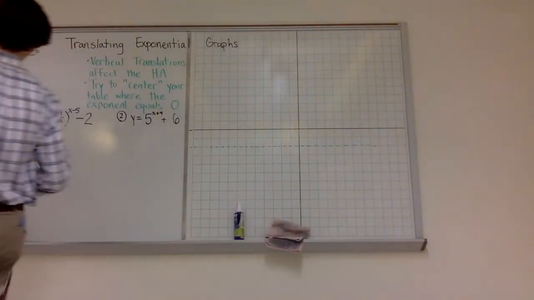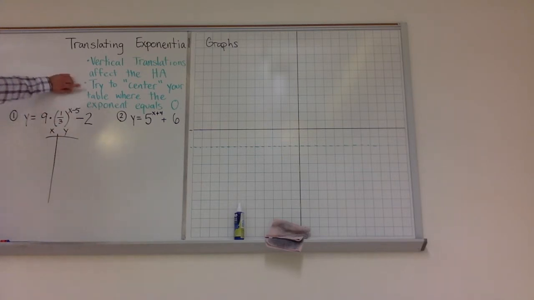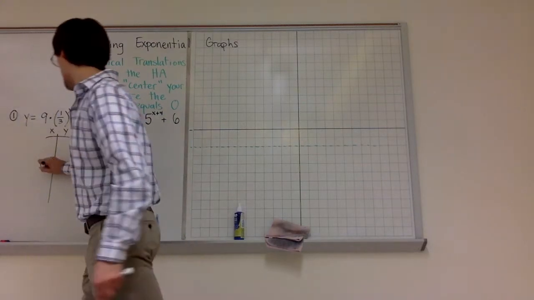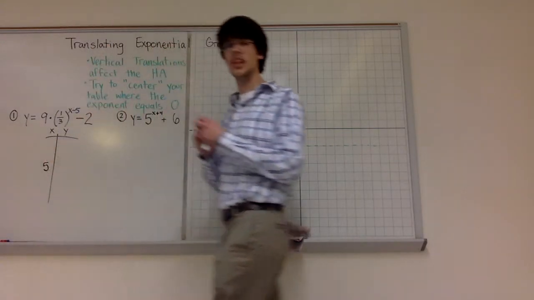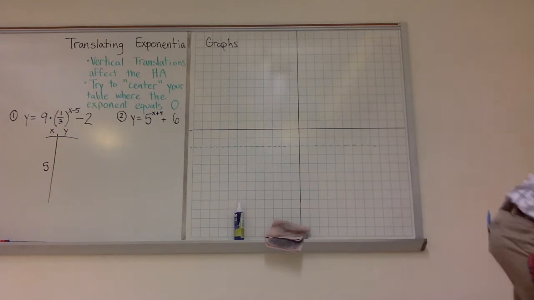So what I'm going to do now is start making a table. I'm still going to use a table. But when you have your exponents with numbers in it here, it really kind of affects what numbers you can plug in. You are going to want to start where the exponent equals 0. If you do not do that, you're going to get weird points. So if I have x minus 5, I'm going to make sure I plug in a 5 to that equation. I definitely want to plug in that 5 so I can use it to center my graph.